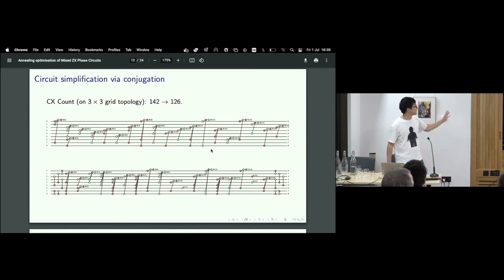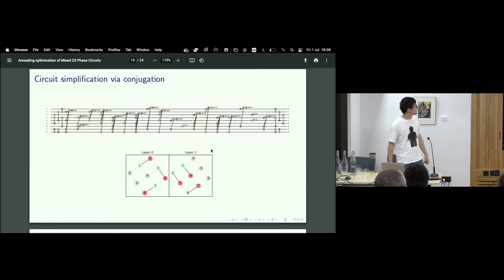You don't need to understand this circuit. So we went from 142 CNOTs to 126, on a grid topology, so we can only apply CNOTs between neighboring qubits, and that's how we count the number of CNOTs. Another example: it's the same example, but we only apply two layers of CNOTs.